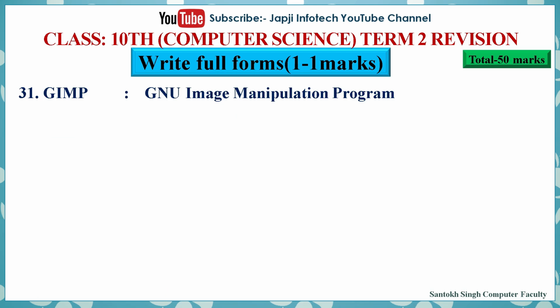GIMP stands for GNU Image Manipulation Program, 32nd one is DMP. DMP stands for Dot Matrix Printer.